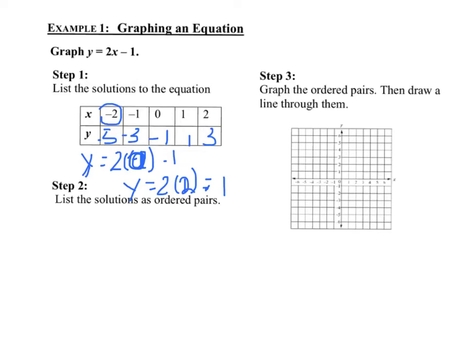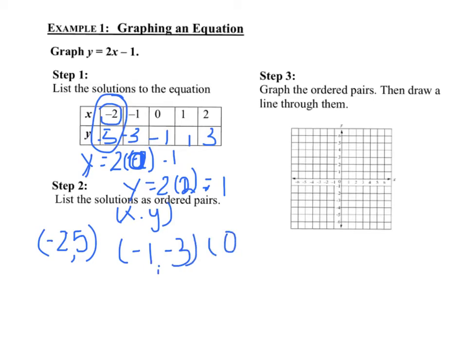All right, so now let's list these as ordered pairs. Each one of these, the x is the x and the y. I've got negative 2, negative 5. Remember, ordered pairs are listed as the x first and the y second. My next ordered pair, then, I'd have negative 1, negative 3.